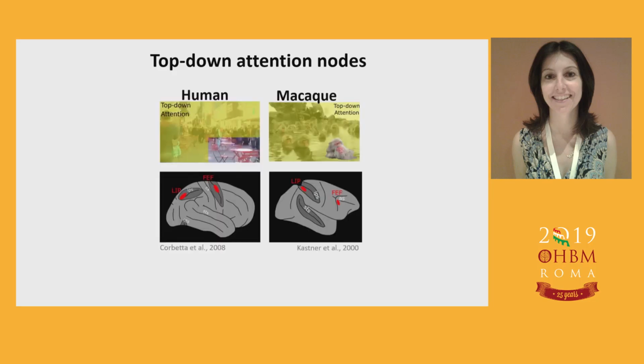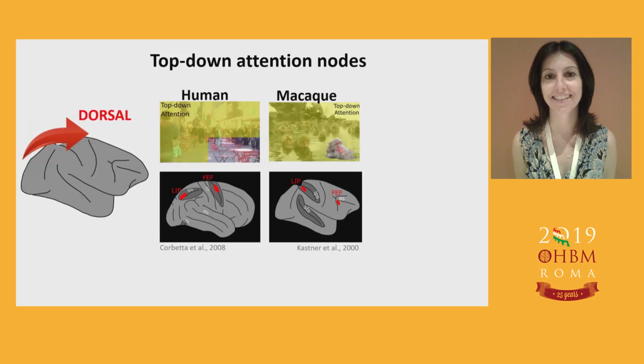Classical studies of visual attention have shown areas in the dorsal part of the brain, like the lateral intraparietal area, which I will call LIP, and the frontal eye field, which I will call FEF, as sources of attentional information, both in humans and macaques. However, recent evidence is showing that also an area in the ventral part of the brain, in the temporal lobe, the posterior inferior temporal dorsal area, which I will call PITD, is also involved in this function.